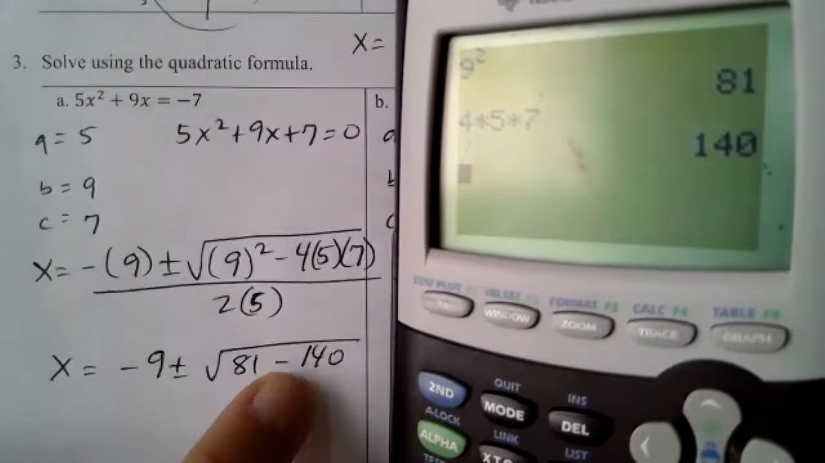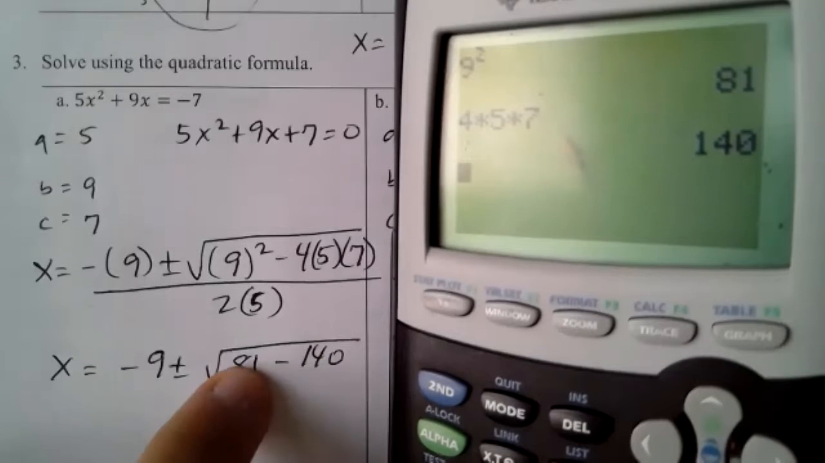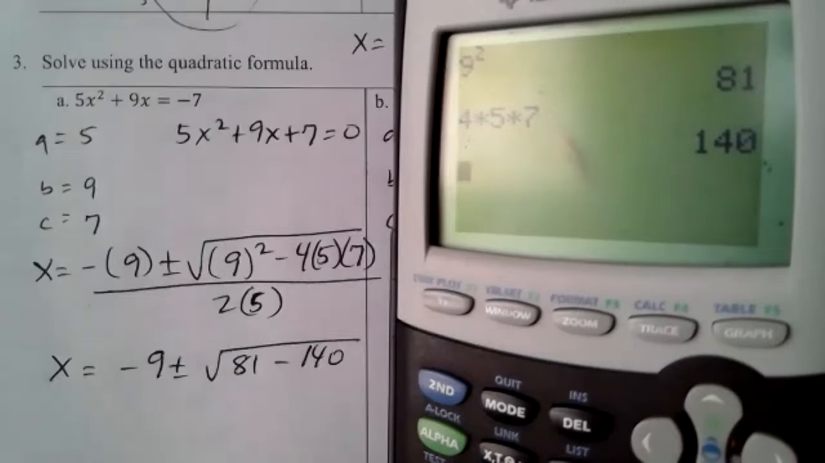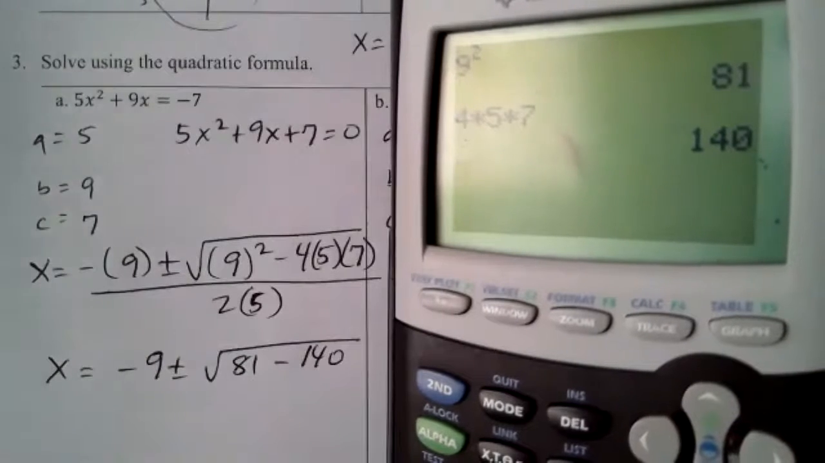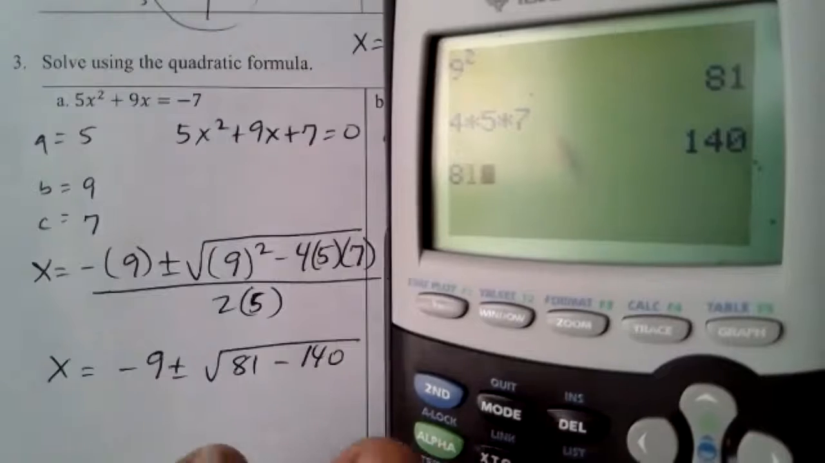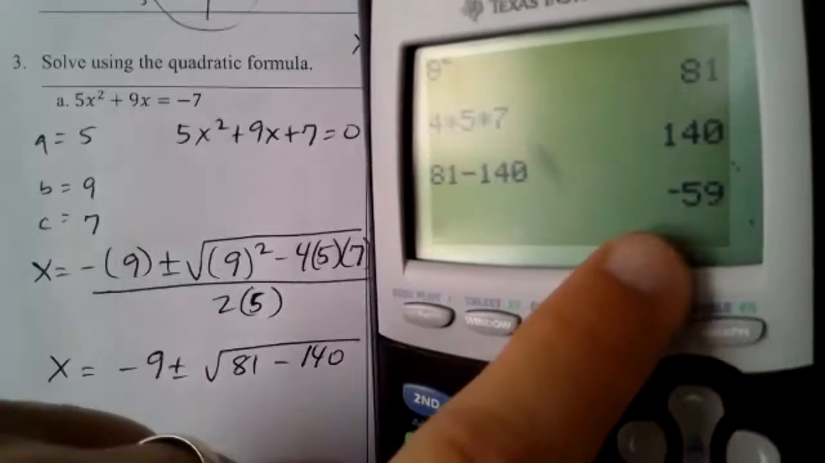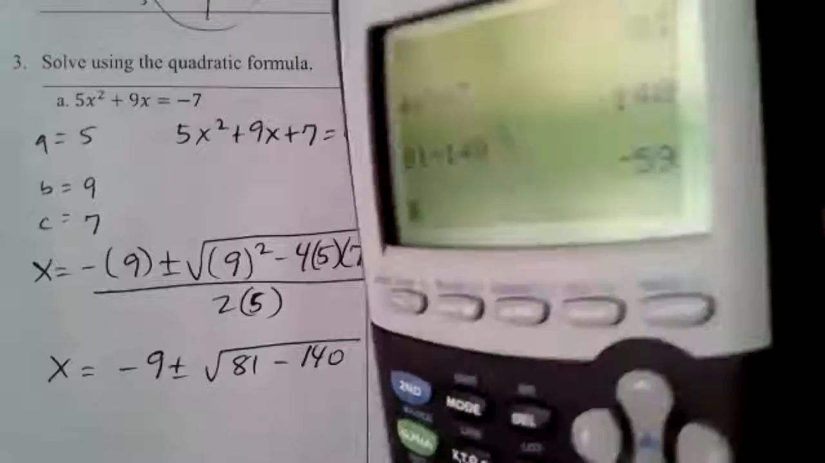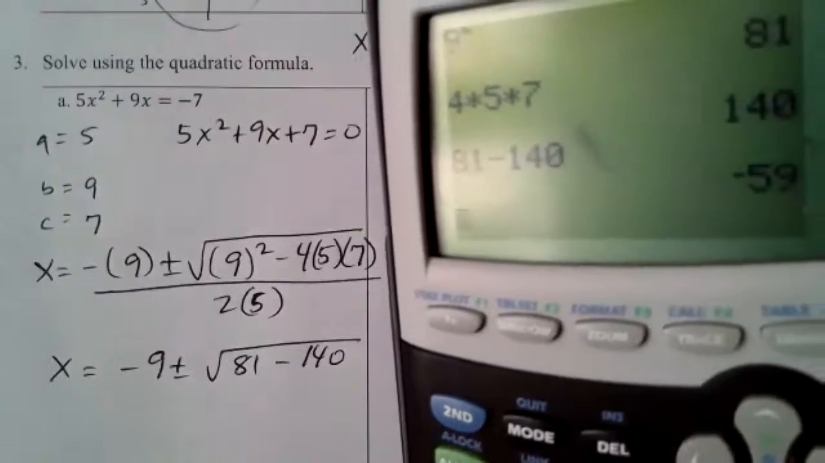Now look, if you'll notice, this is going to wind up being a negative. That means our answer is going to be complex. It's going to have an i in it. So watch out for that. Be careful, and we'll go from there. So 81 minus 140 is -59. I'm sorry. Is that right? Yep.